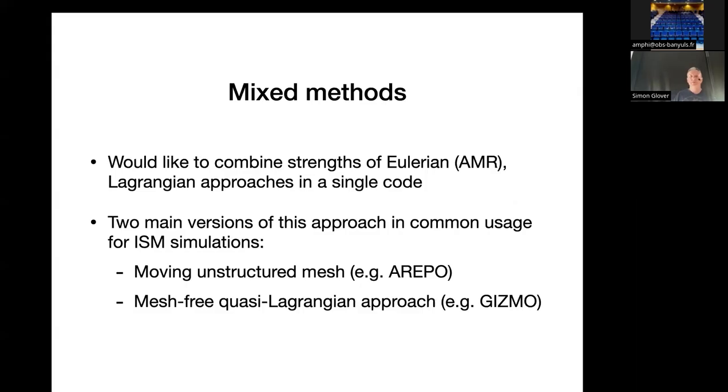And then we also have what are called mixed methods. These have become popular within the last 10, 15 years. The idea here is to try and combine the strengths of the Eulerian AMR approach and the Lagrangian approach into a single code. There are two main codes used for galactic scale simulations that do this. There's Arepo, which uses a moving unstructured mesh, and then there's GIZMO, which uses a mesh-free quasi-Lagrangian approach, which differs a little bit from Arepo.